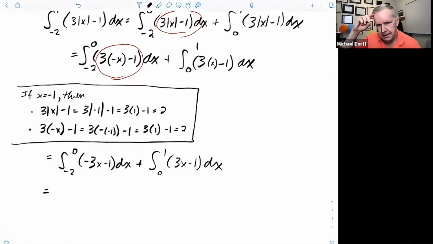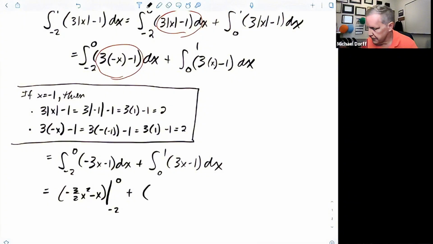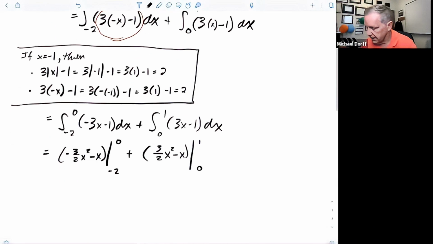All right, so I take the general antiderivative, an antiderivative of -3x minus 1, and that would be -3/2 x squared minus x, and I'm evaluating that from -2 to 0. And for the second integral, I'm going to get 3/2 x squared minus x, and that's evaluated from 0 to 1. All right, and so now I just plug in my numbers here.